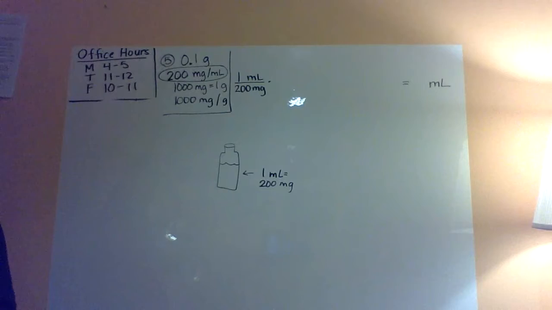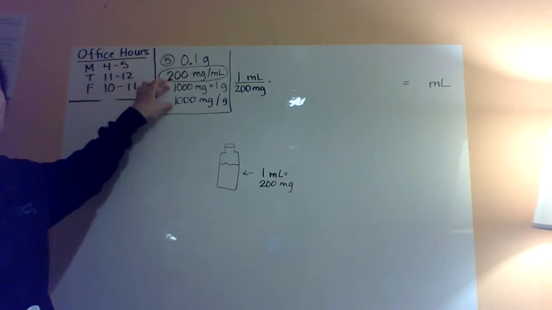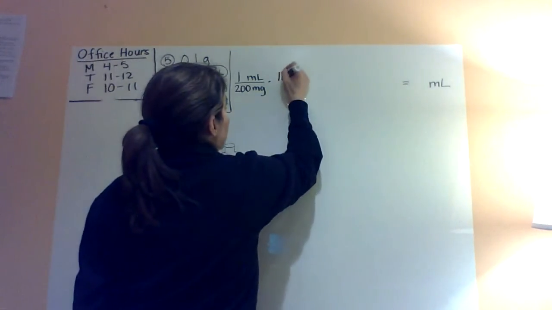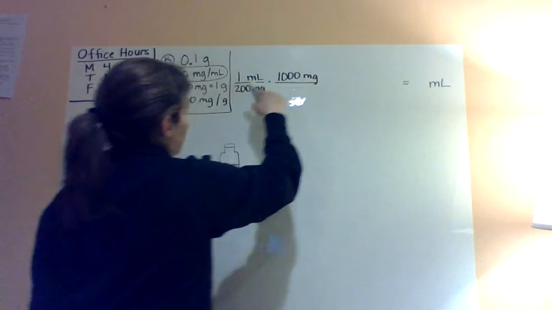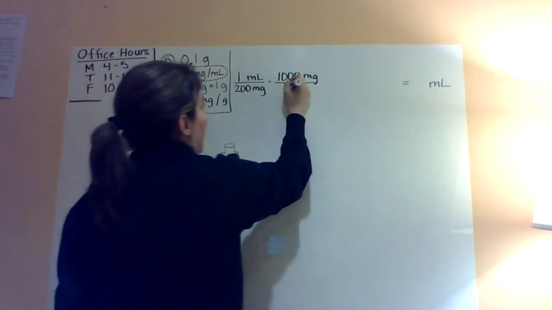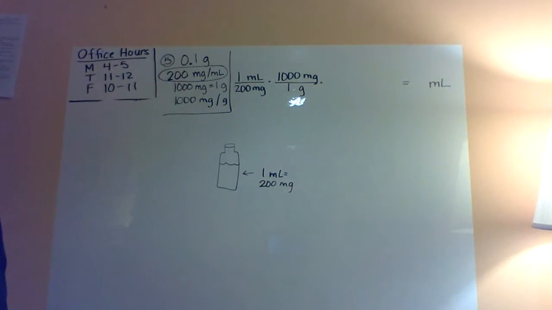I want milliliters in my answer. I do not want milligrams in my answer. This is where I need this extra information, right? Remember, these are the same thing, just written differently. This is where I need this because I don't want milligrams anywhere. The good thing about this is that it connects the milligrams that I have here with my grams that I have here. So there are 1,000 milligrams in every gram. And again, that's the kind of information that I'll always give you.